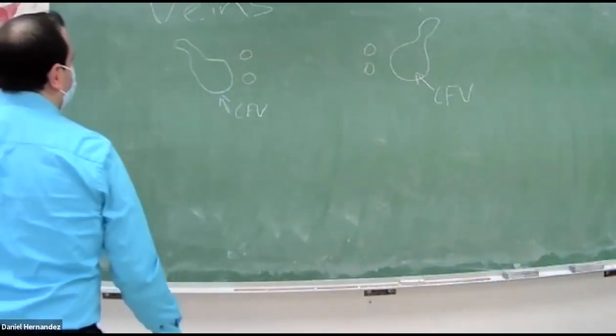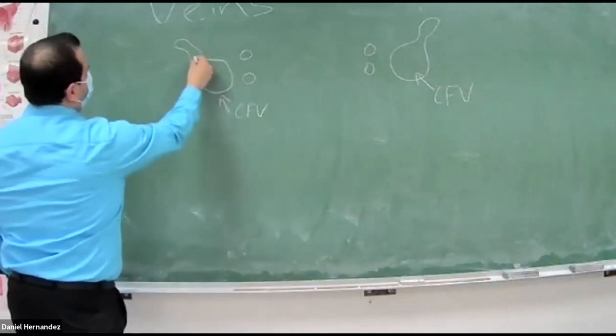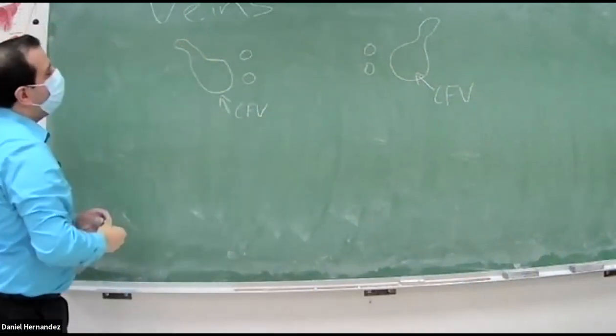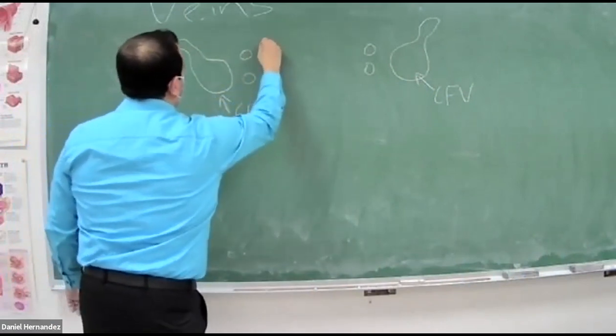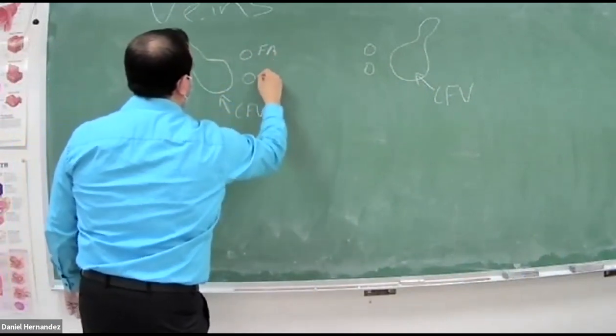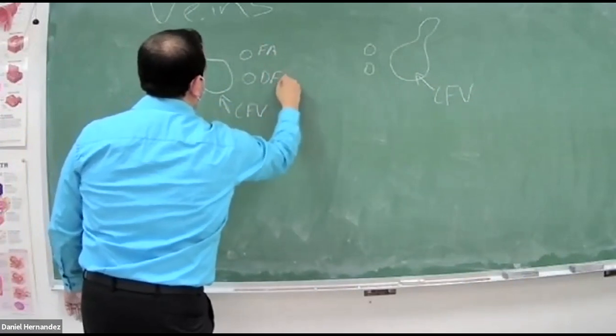So this is our common femoral vein, with the greater saphenous vein connecting into it. You have your arteries here, so your femoral artery and deep femoral artery.